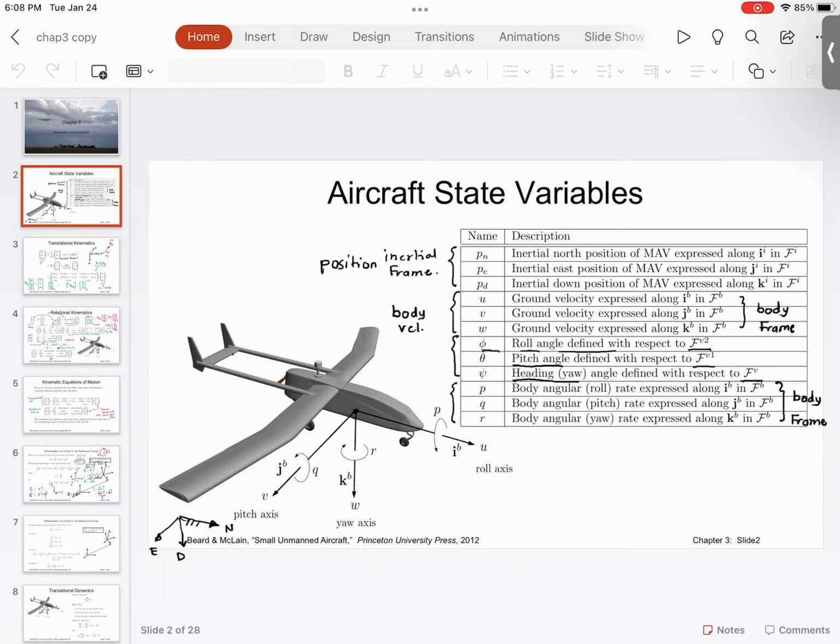Once again, inertial frame, vehicle frame. In the vehicle frame, we get the vehicle 1 frame, which is yaw. Then we have pitch, which is the vehicle 2 frame, and then we have roll. Now we are in the body frame. And the body frame is the frame that is attached to the aircraft body. U, V, and W are the velocities of the aircraft expressed in the body frame. P, Q, R are the angular velocities in the body frame. So P is the angular roll rate, Q the angular pitch rate, and R the angular yaw rate.